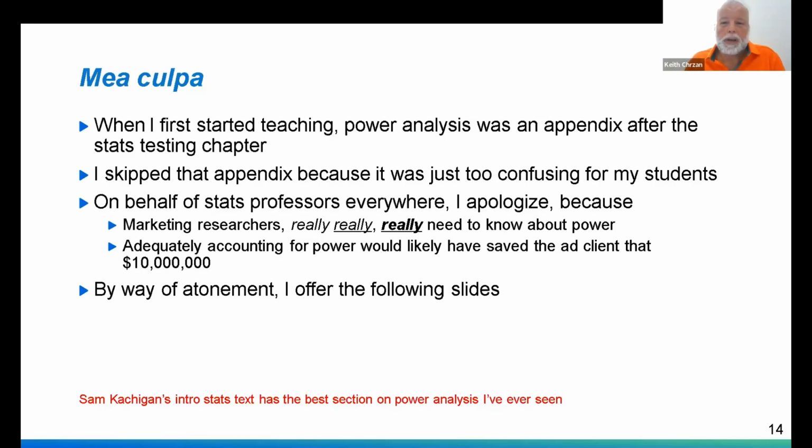Because as marketing researchers, we really, really need to know about power. And it turns out that had we adequately accounted for power, we would very likely have saved my employer, the advertising client, $10 million. So my way of atoning for this is I'm going to walk you through the following slides, and we're going to talk about power. I should note that after I was a novice professor and I figured out that I ought to teach my students about power, I came across Sam Katchigan's stats text. It's an intro stats text, and it has simply the best section on power analysis I've ever seen. And so I'm largely going to rip off what I learned from Sam Katchigan's stats text to share with you now.